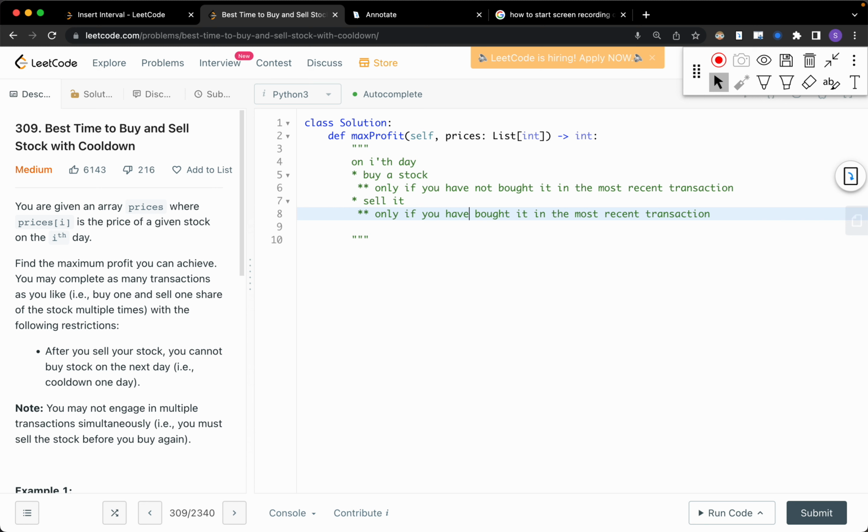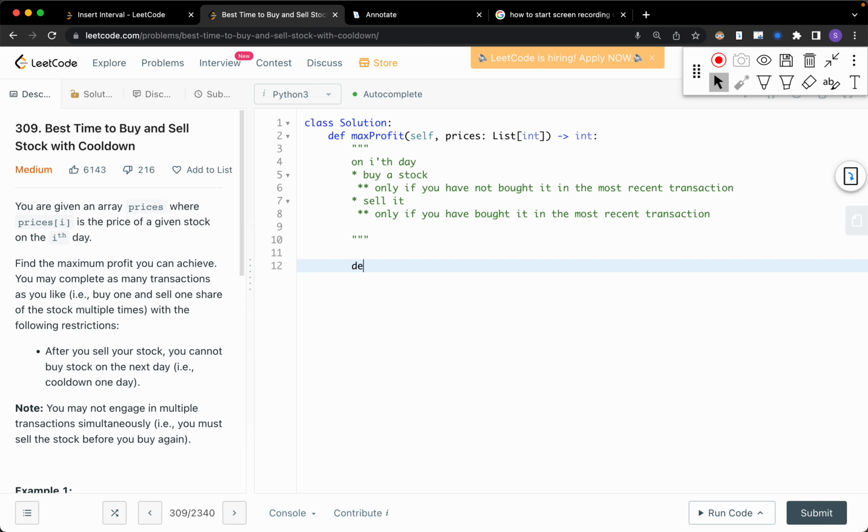So what I'm thinking for this solution is to perform a recursive solution on this problem, wherein on a given ith day, I'll check whether we have already bought some stock as the most recent transaction or not. If yes, I'll perform some set of transactions, and if not, I'll perform something else. So let me write it down.